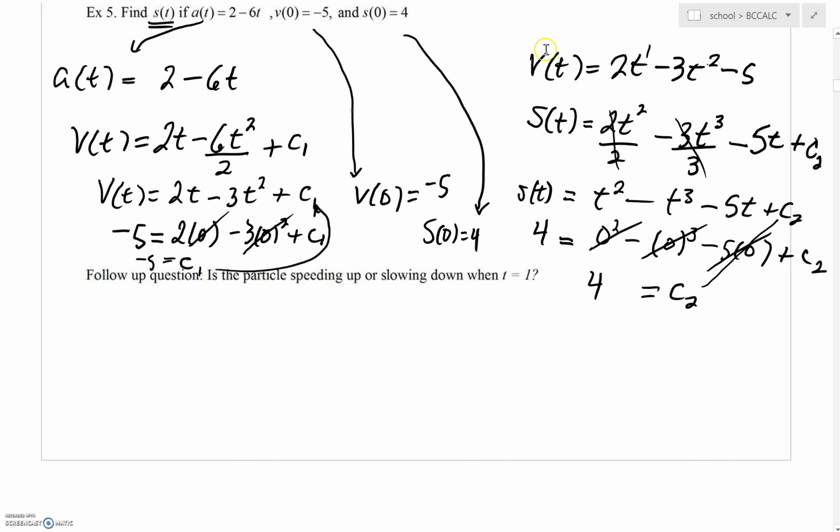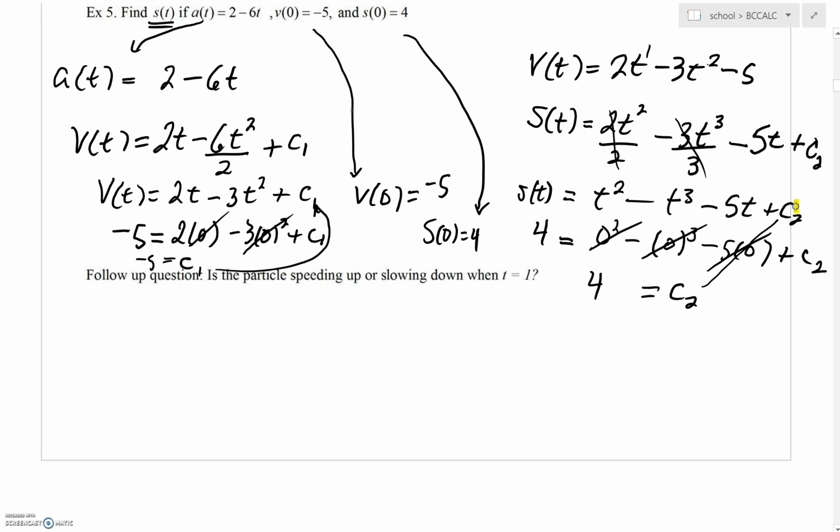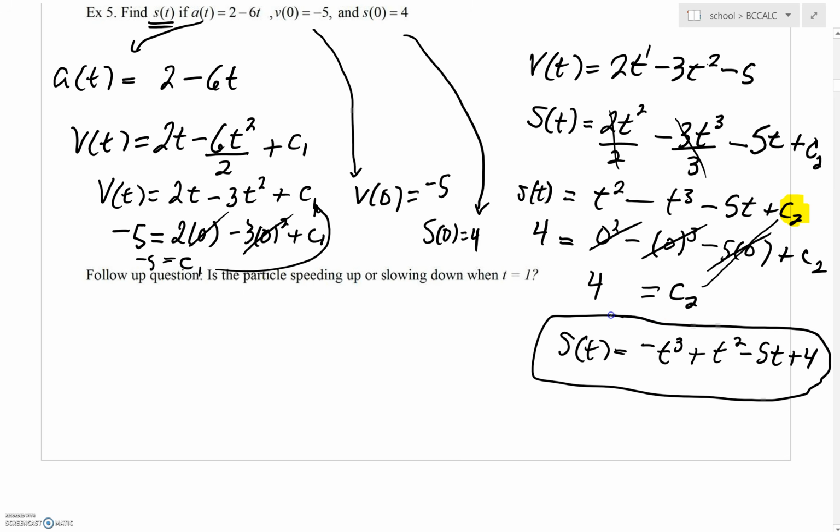But at this point, guys, you know what that constant is. That C2 is positive 4. So tell you what, I'm going to rewrite my position function now, and I'm going to go in descending exponential order. Negative t cubed plus t squared minus 5t plus 4. Could have gone in ascending order also, but that's really what we've got.